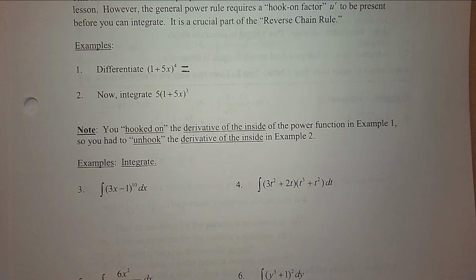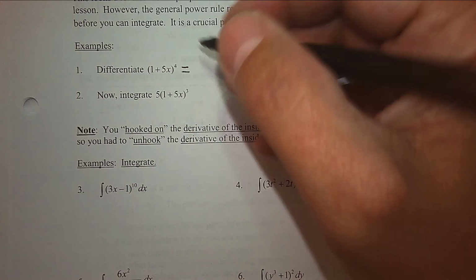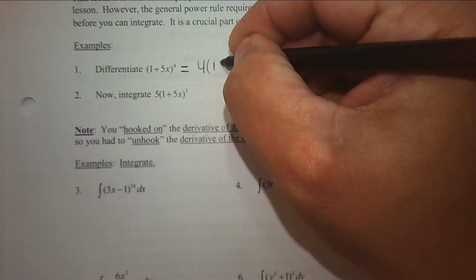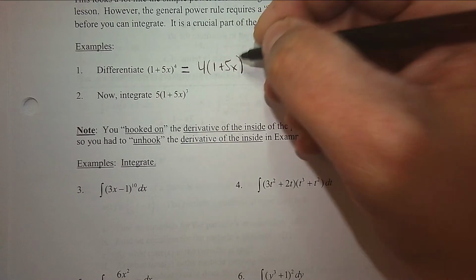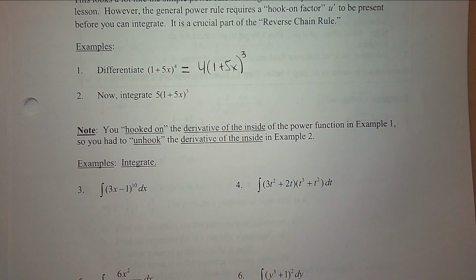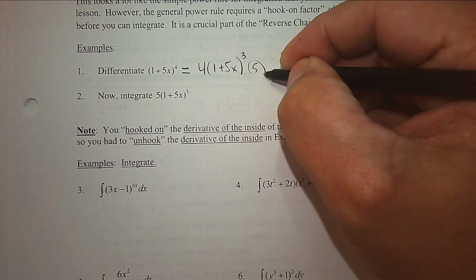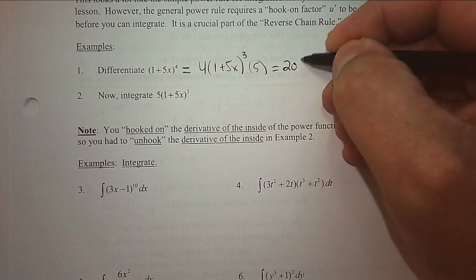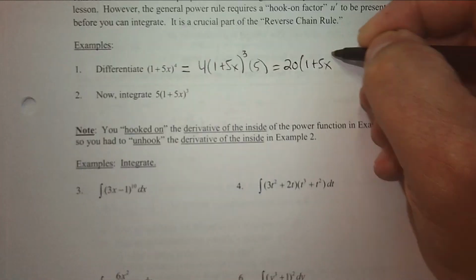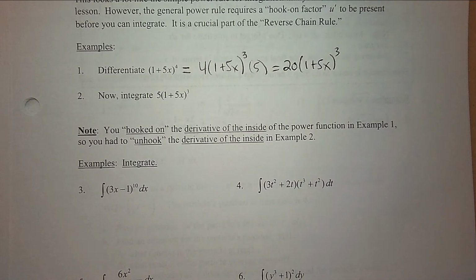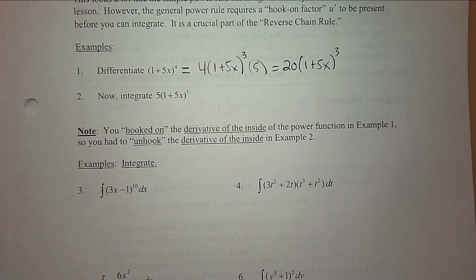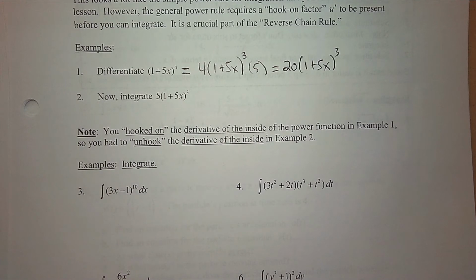How do you take the derivative for number 1? What rule do you have to use? Chain. So that 4 goes in front, and then subtract 1, and it becomes 3. Take the derivative of the base. That's the chain, and it's 5. Could you also write this as 20 times (1 plus 5x) cubed? Do I need to include the constant here? No. Good, because you're taking the derivative. Now integrate.